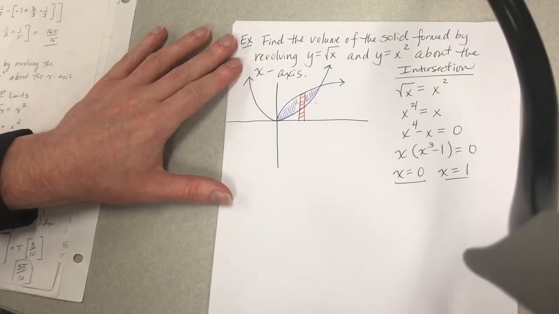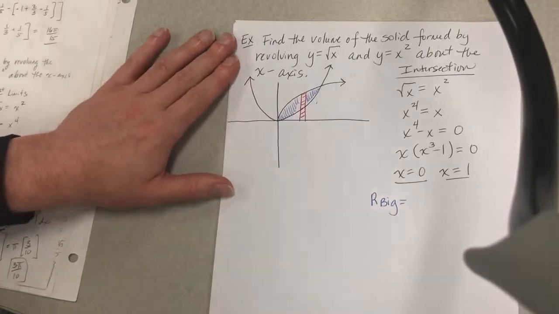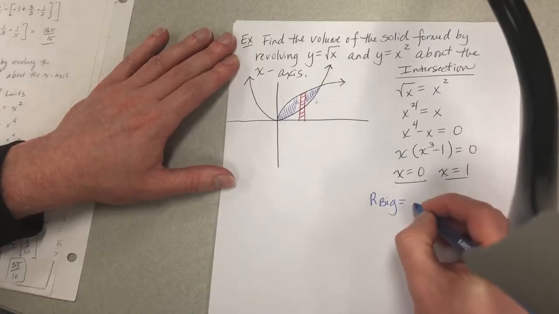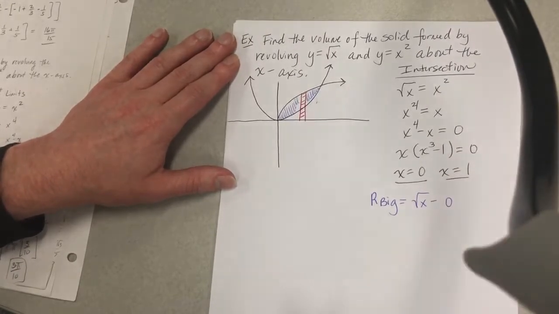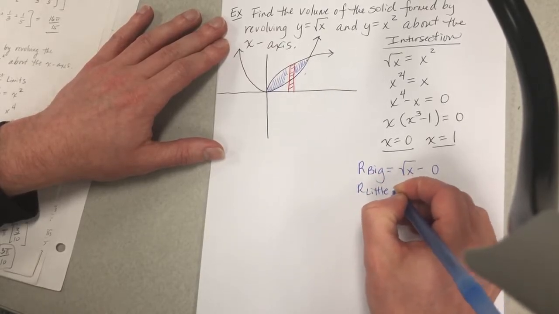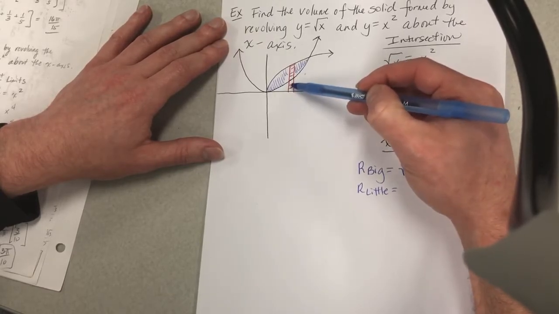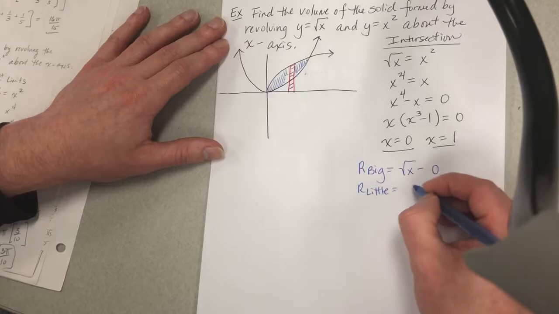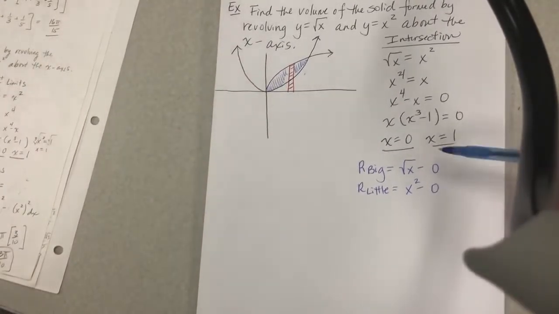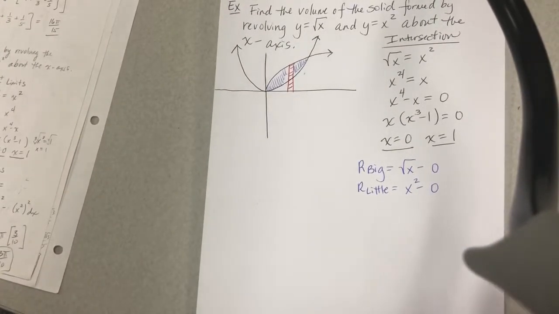So we're going to do something called R big and R little. R big extends the whole length of the ladder. So you do top curve minus bottom curve. Okay? So it's square root of x minus 0. And if I do R little, it's top curve minus bottom curve. We subtract out the white space. Okay? So it's going to be x squared minus 0. Like that. This is going to be a little bit tricky at first, but that's why we're going to do a whole bunch of setup examples from there.